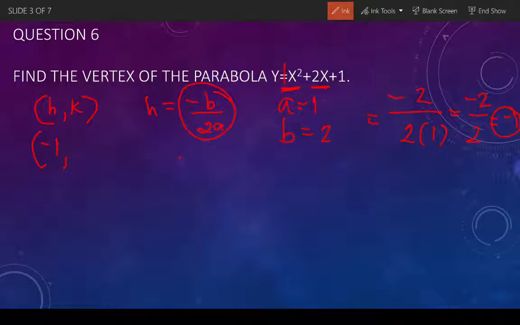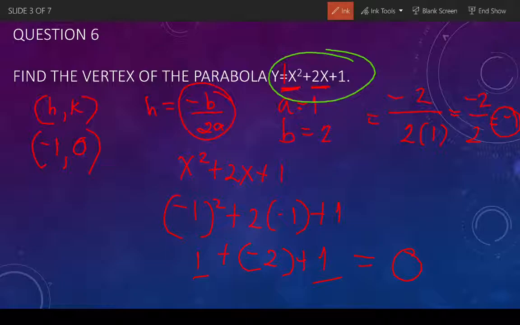So we have x squared plus 2x plus 1. Then we are going to substitute negative 1 sa x. So we have negative 1 squared plus 2 times negative 1 plus 1. So we will have 1 plus negative 2 plus 1. So 1 plus 1 will be 2 plus negative 2, that is equal to 0. So ibig sabihin nun, ang vertex ng parabola natin na x squared plus 2x plus 1 is negative 1, 0.